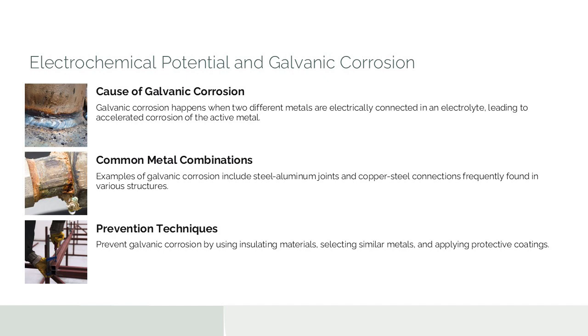Galvanic corrosion occurs when two dissimilar metals are electrically connected in an electrolyte, causing the more active metal to corrode faster. Electrochemical potential differences drive this process. Common examples include steel-aluminum joints and copper-steel connections. Preventive measures include insulating materials, using similar metals, and applying protective coatings.